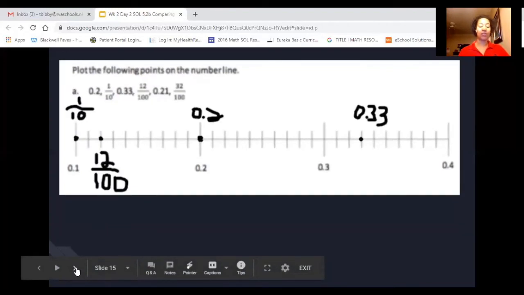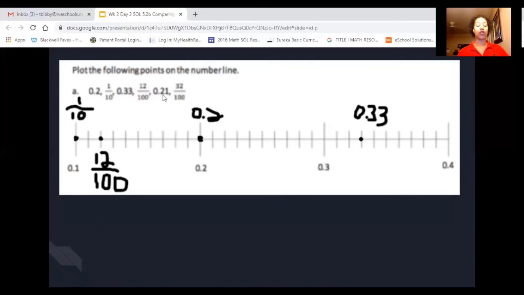All right, the next one. The next one we have here is 21 hundredths. All right, so we have a 2 in the 10th place and a 1 in the 100th place. So 20 hundredths, if we count over one tick mark, we have 21 hundredths. Make sure you label it.